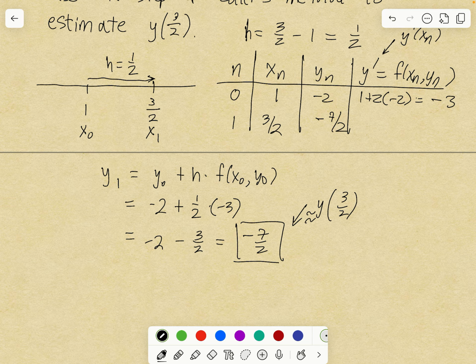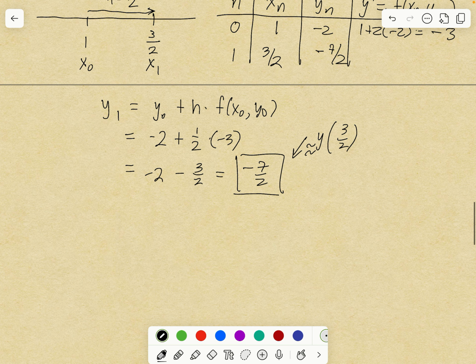Now, no one's saying that that's actually what you get when you plug in 3 over 2 into y. We're just giving an estimate. Okay. So that's Euler's method in one step. Let's do another example. Let's do the same problem, but using 2 steps.